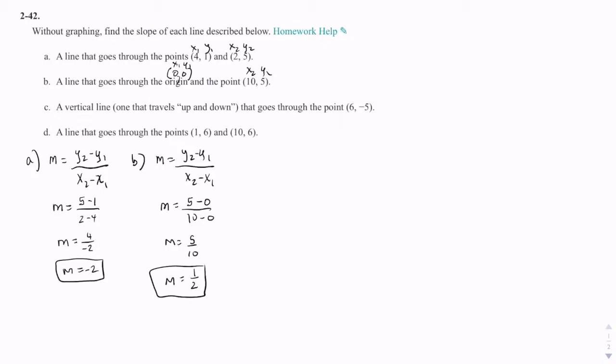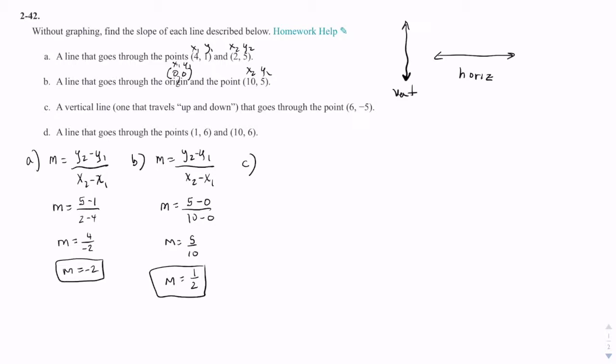For C, it says a vertical line. And the vertical line, so this is vertical. And this is horizontal. Well, it should be more horizontal, but it should be like this. Okay, it's horizontal. So a vertical line that goes through the point 6, negative 5.